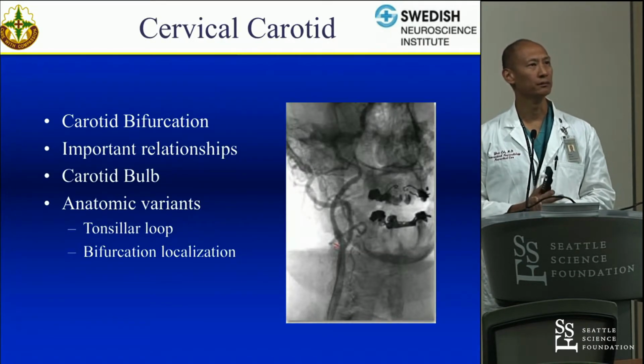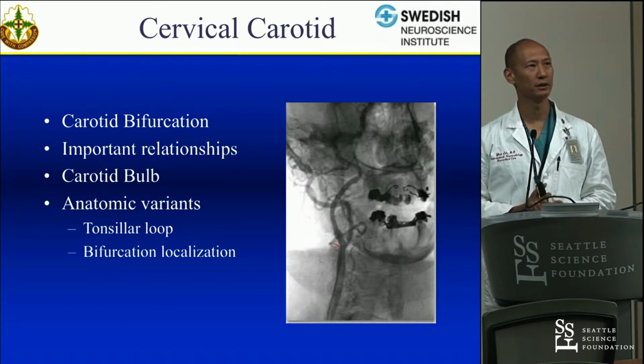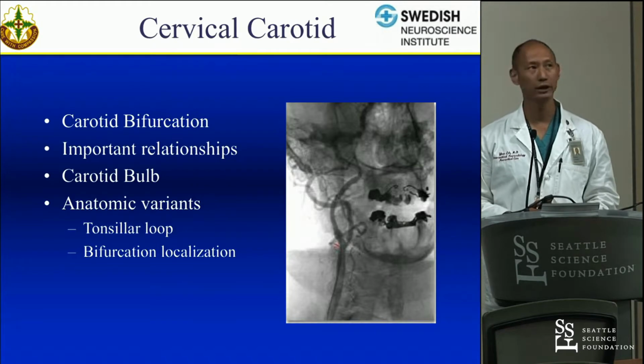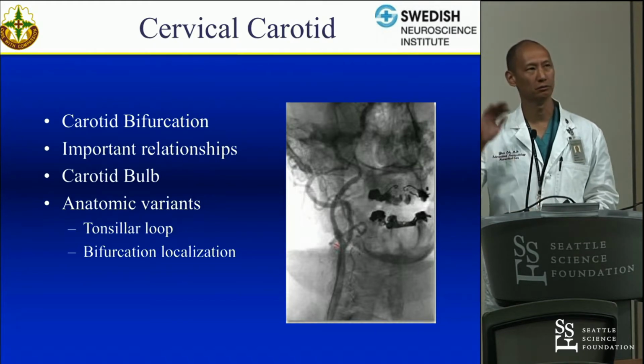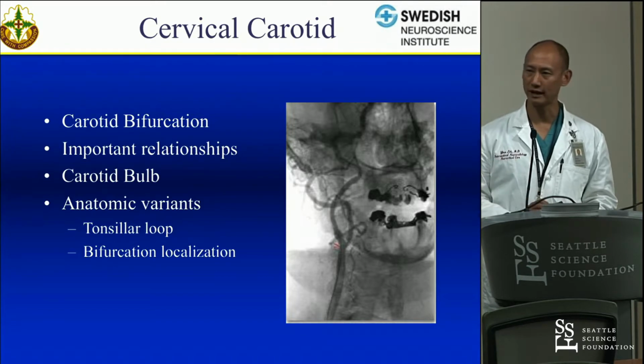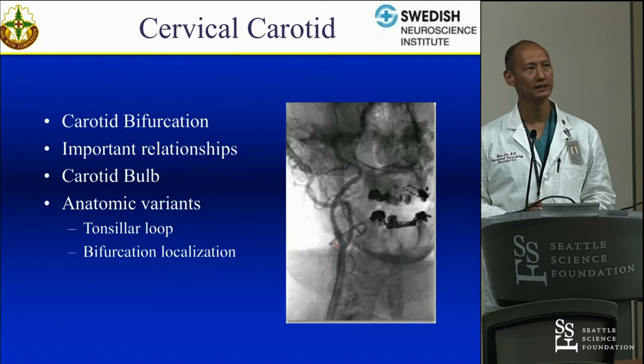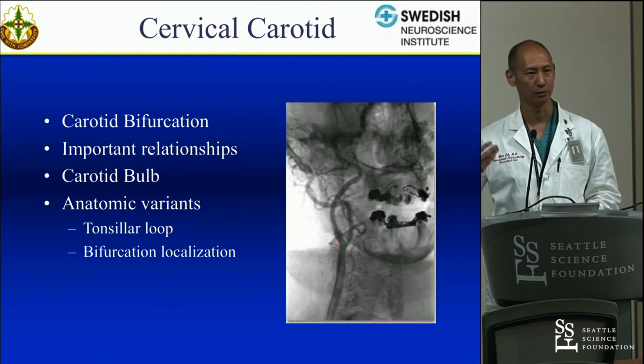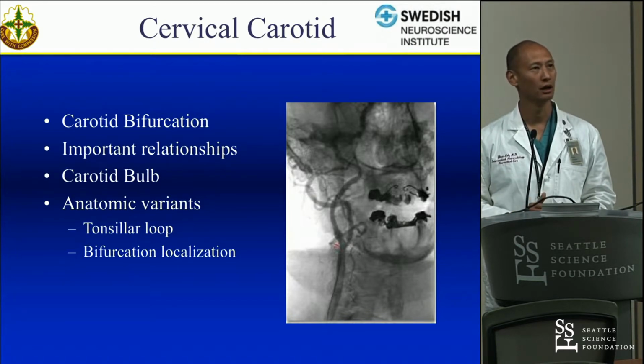Starting at the cervical carotid, the carotid bifurcation typically is best seen in a view like this picture, an ipsilateral anterior oblique view. Sometimes you come down a little bit submental, but that's based on the fact that the relationship between the ICA and the ECA at the bifurcation is that the ICA takes a posterior and lateral approach, the typical course.